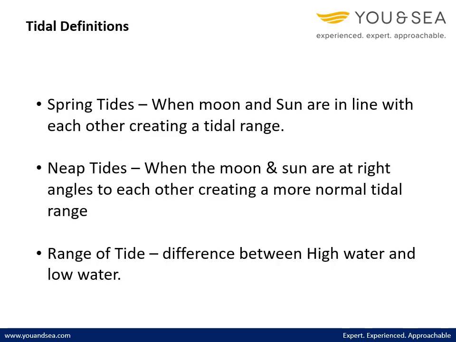There are 3 key definitions. Spring tide is what we refer to as the highest high tide and lowest low tide, and occurs when the sun, moon and earth are in line with each other. Neap tides are the lowest high and the highest low, and occur when the moon is at right angles to the earth and sun. The range of tide is the difference between high water and low water, and it's this number that we use to work out reasonably accurately whether we are in springs or neaps.